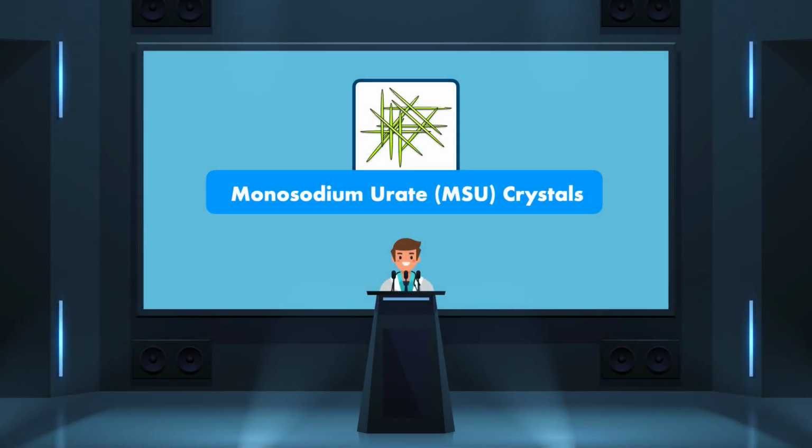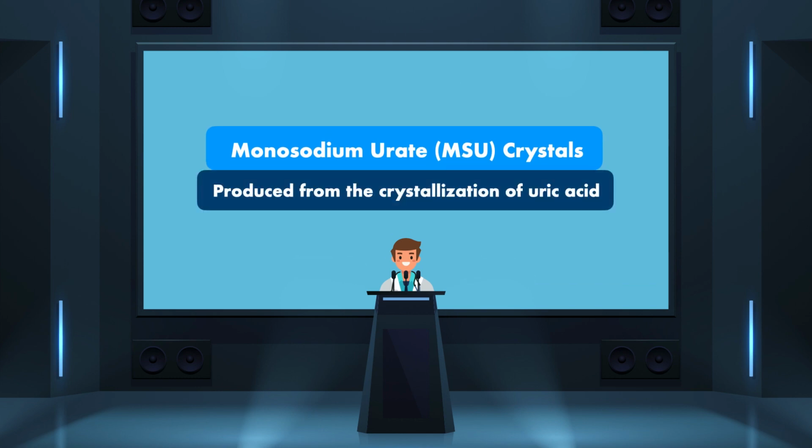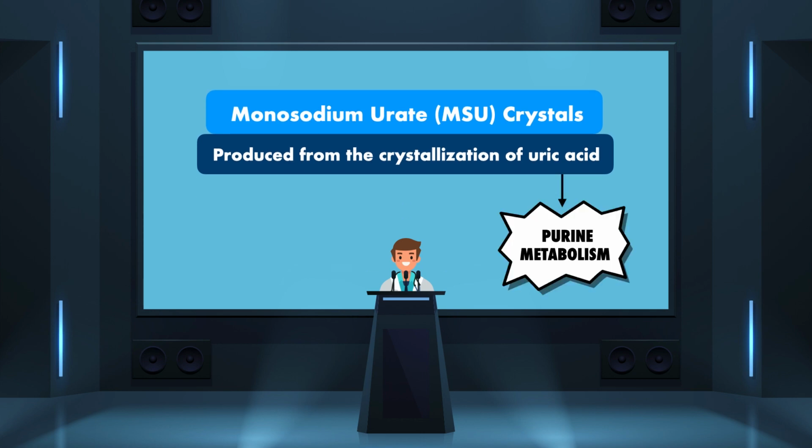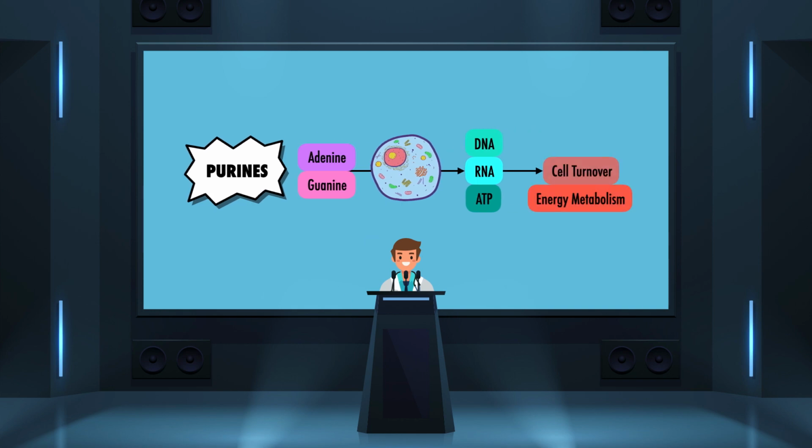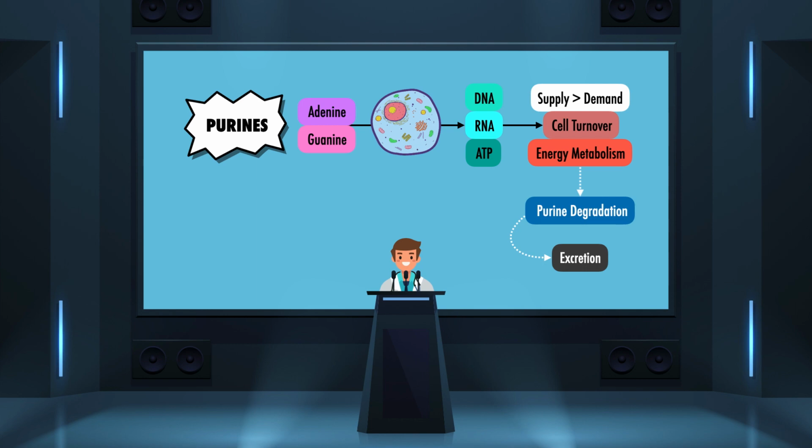Monosodium urate crystals are small, needle-like solids. They're produced from the crystallization of uric acid, which is a byproduct of purine metabolism. In short, purines like adenine and guanine make up components of cells like DNA, RNA, and ATP. As they're consumed through processes like cell turnover and energy metabolism, or if supply in the body is greater than demand, they undergo degradation in preparation for excretion.